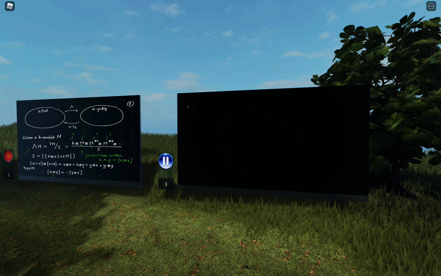What I mean is that given K modules M and N, there's a canonical isomorphism of graded algebras like so. And from that, it's easy to see that if M is a free K-module, then the exterior algebra of M has the following form.